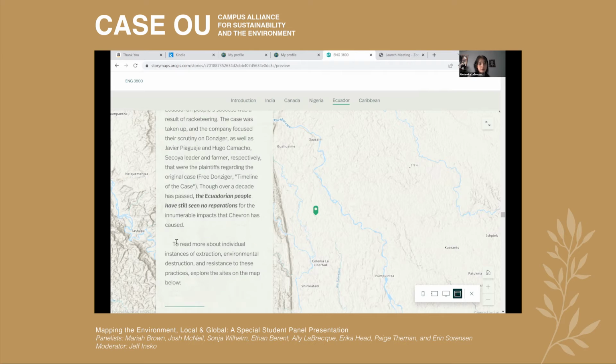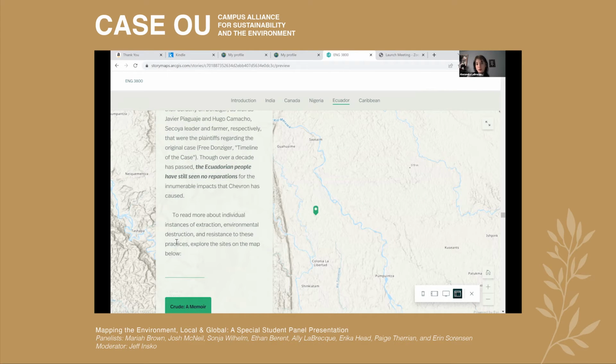So the people are still fighting to have better living conditions once again, and they have not seen any sort of monetary reparations for the destruction that has been happening most widely since the 1970s. And we're going to talk a little bit more about certain individual circumstances, and I'm going to pass that over to Erika. And since I'm sharing, just let me know when you want me to scroll, Erika.